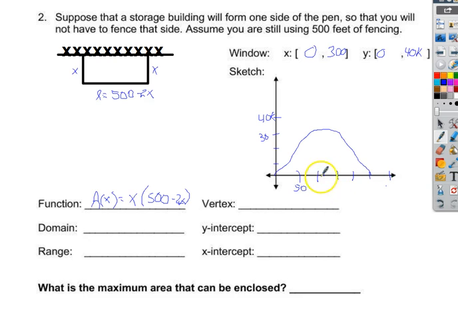Let's see, there's 100, 200, 300. Yes, this was at 250. Okay. We need to write down what this is. This is feet of fence, and this is area in feet squared.